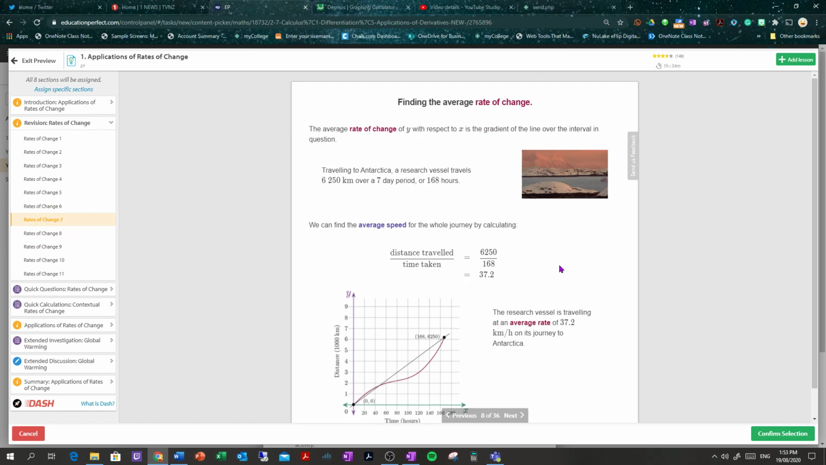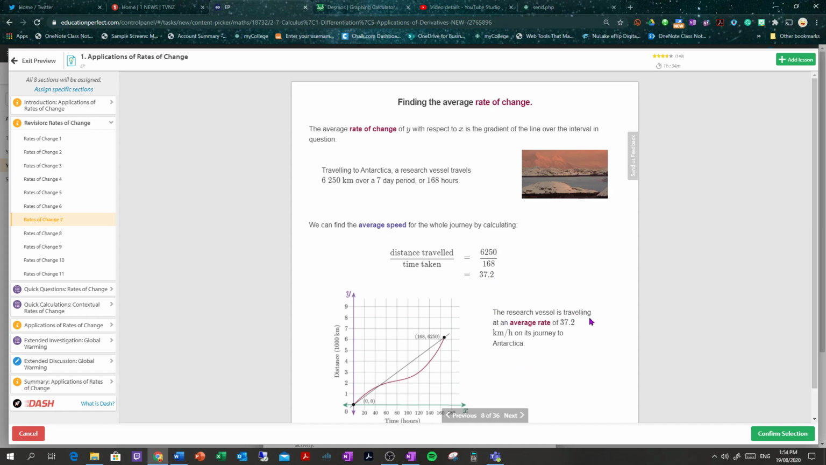Now, let's say we want to find the average rate of change, right? Average rate of change. That's where we use something like the secant line, for example. So we have a function that is not constant, and it's curving and so on, and it's changing its rate of change over time. But if we want the average rate of change, then we can just plot a point at 0, 0, and then another point at 168 and 6,250. And we can just do the change in y over the change in x, and we can get an average rate of change, right, which is 37.2 kilometers per hour.